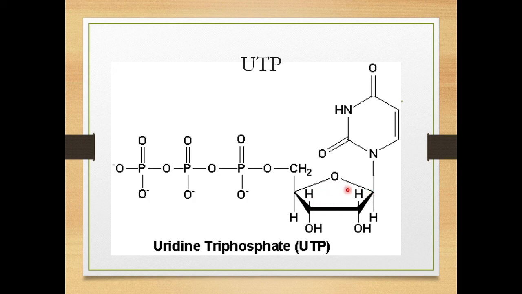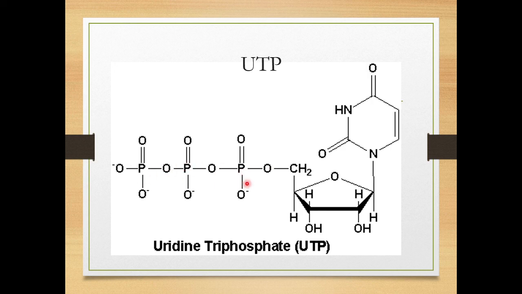So there is a ribose sugar. This is called a uracil. The uracil is linked to the ribose sugar by an N-glycosidic bond. This bond is called the N-glycosidic bond. And the fifth position carbon atom is associated with the phosphate group. There are three phosphate groups, 1, 2, 3.